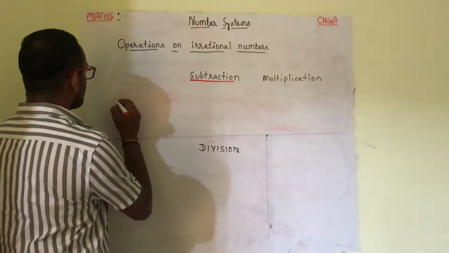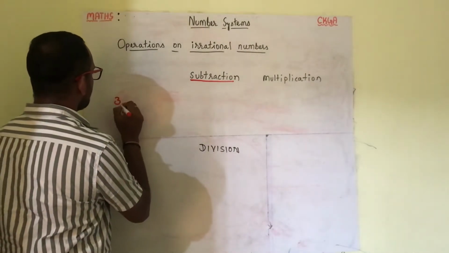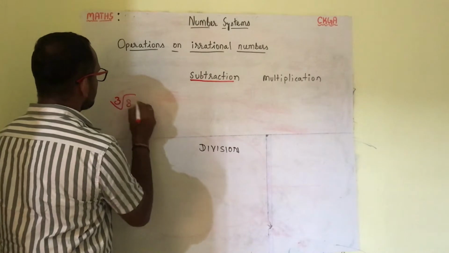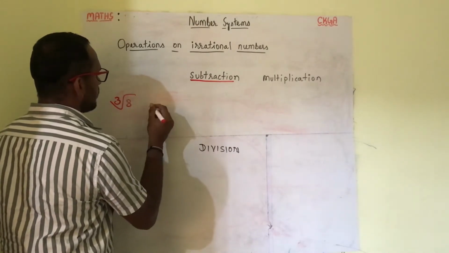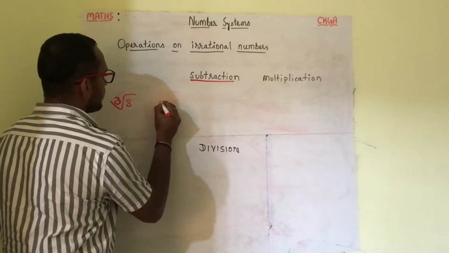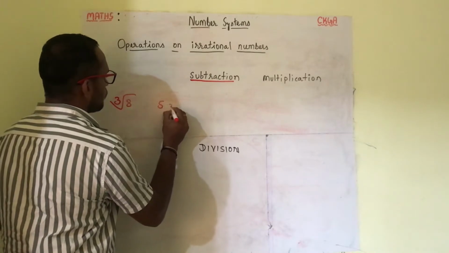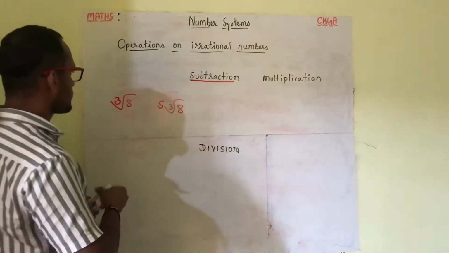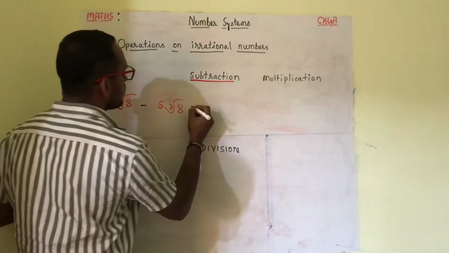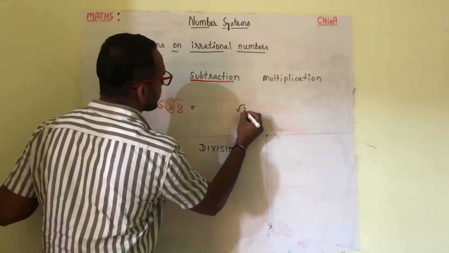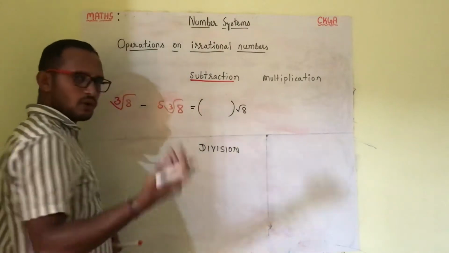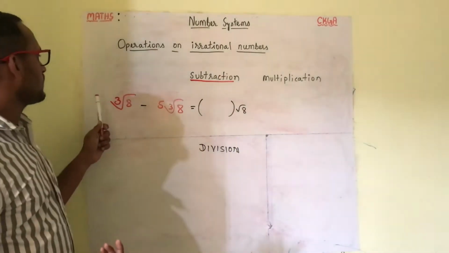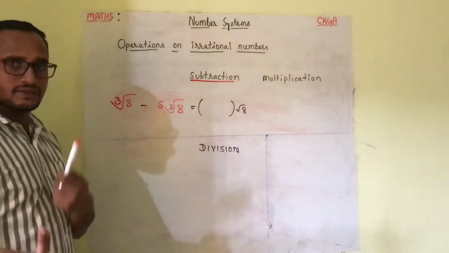So I'll take cube root of 8 and 5 cube root of 8. I need to subtract it. Help me now. How could I subtract it? It's a simple task. Take cube root of 8 as a common factor. Directly you can say here 1 minus 5. Directly you could write it.